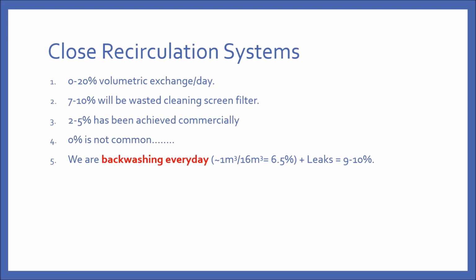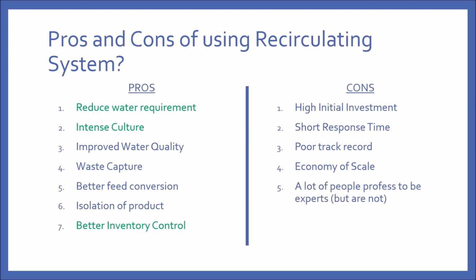So what are the pros of using recirculating systems? So I would first highlight the pros, especially pertaining to the mud crab industry. Number one, you definitely reduce the water requirements for mud crab aquaculture. You will also be farming them in a very intense manner, in a way that you will be stacking them vertically in boxes, and they are spread out over a very small floor area.